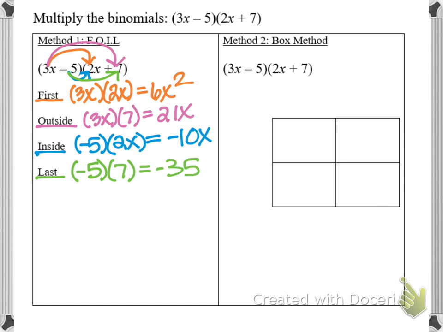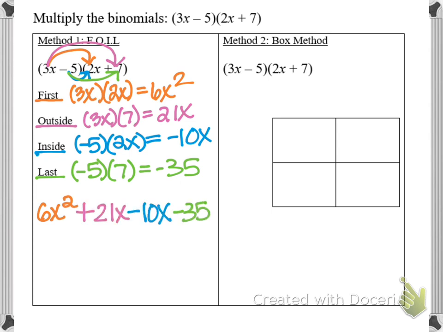So really all we're doing is distributing, but you have to remember to distribute 4 times. So both terms in the first binomial each get multiplied by both terms in the second binomial. So that's 4 times that we distribute. Now we take these 4 terms and we write them as one polynomial.